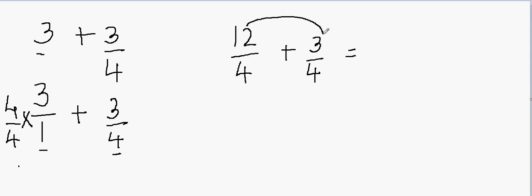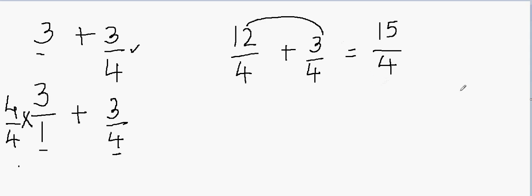12 plus 3, you add the numerators first. 12 plus 3 will be 15, and then you never add the denominators. The denominator will still remain the same, 15 over 4. Now, if you wish, you can change this to a mixed fraction, but since my question is in a fraction, I am going to leave this as 15 over 4.